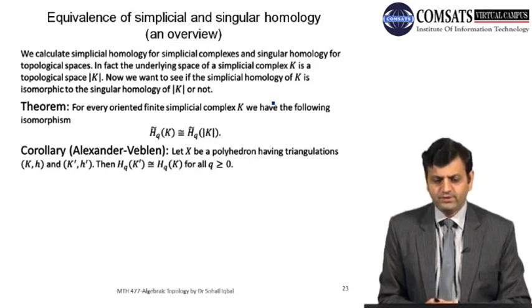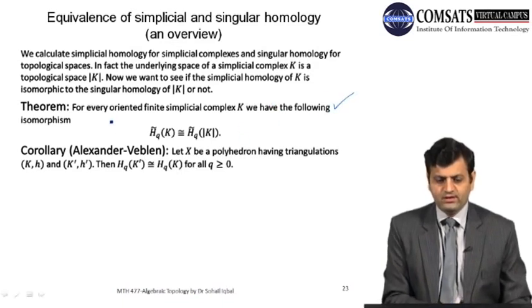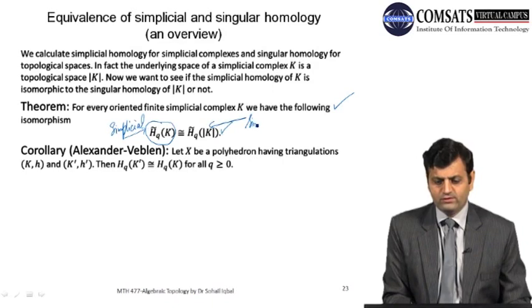But if we want to calculate homology using both methods on a space for which we can calculate both homologies, then what will be the result? Of course, we should get the same homology. That's what this theorem says. If we have an oriented finite simplicial complex K, then the reduced homology calculated using the simplicial homology and the reduced homology calculated using the singular homology are isomorphic.